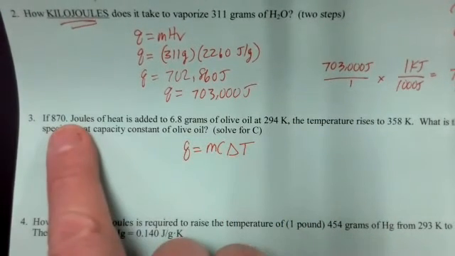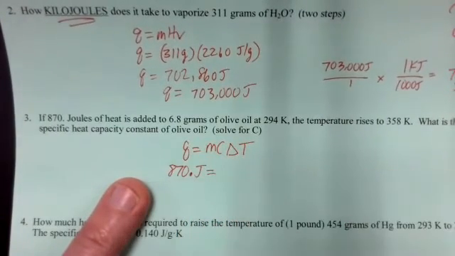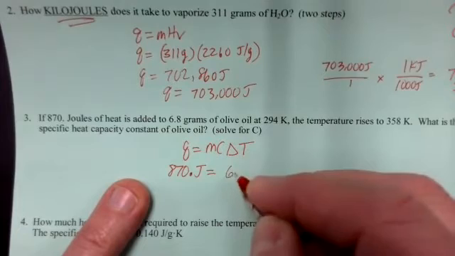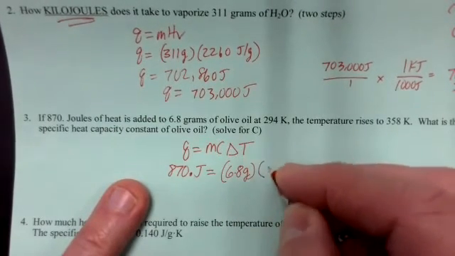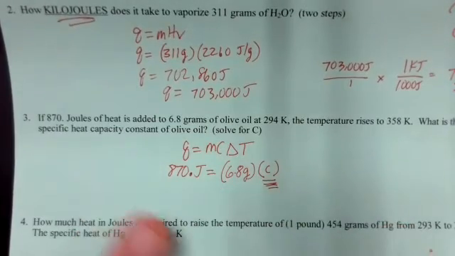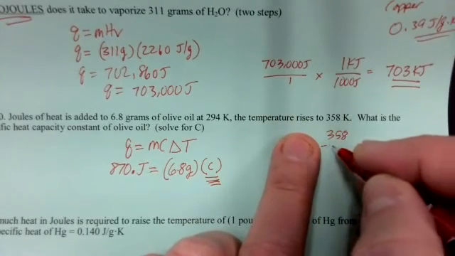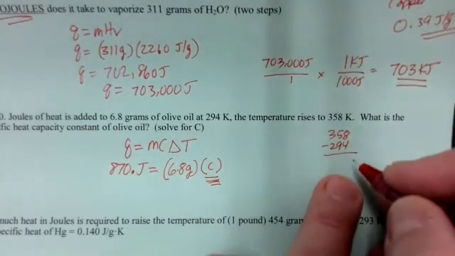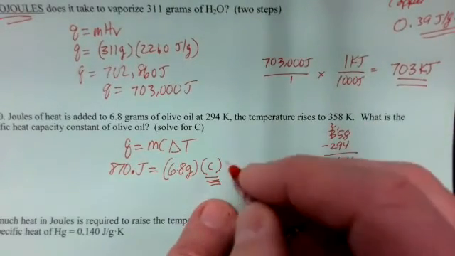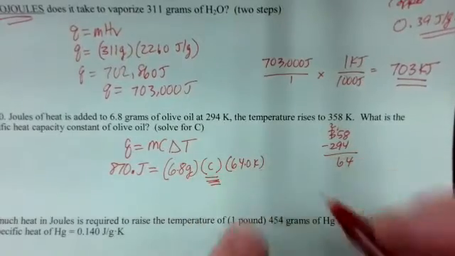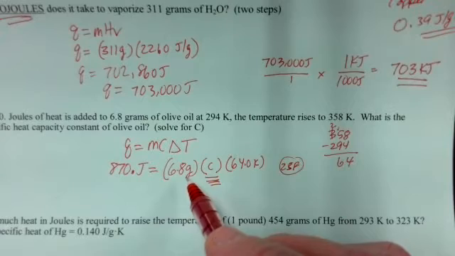So, how much heat did it take? 870 joules, with 3 significant figures. The mass, 6.8 grams. That's only 2 significant figures. Times C, that's our unknown. We don't know what that is. Times the delta T, 358, take away 294. I'm showing you how to do math. I haven't done this. 64.0 Kelvin with 3 significant figures, but we need only 2 significant figures in our answer because of this number.